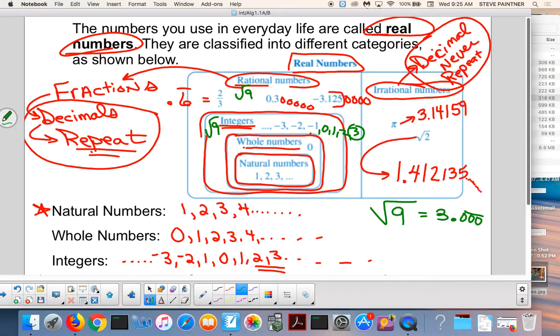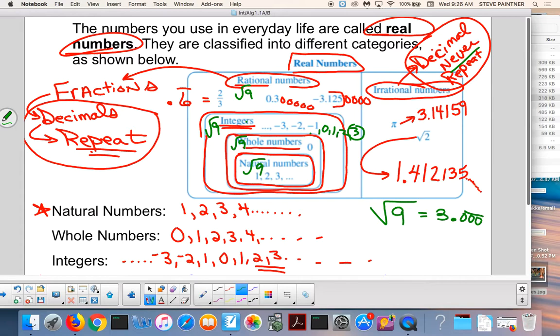Is the square root of 9 in the whole numbers? Yeah, because it's 0 on up. Square root of 9 belongs in here. Does square root of 9 belong in here? Yeah. Square root of 9 belongs here, here, here, here, everywhere, except here. Why doesn't it belong there? Because it repeats. And if it was irrational, it would never repeat.